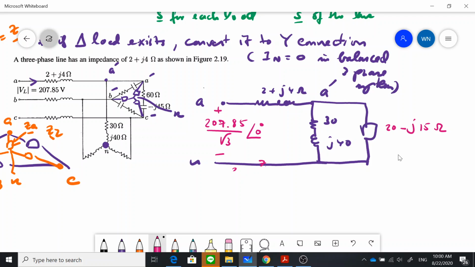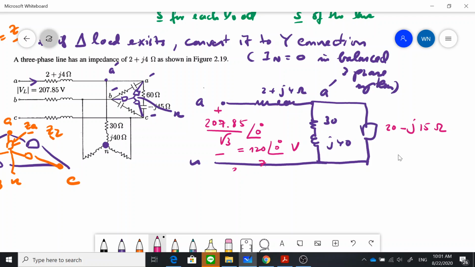All right, and the other phase angle will be with respect to this voltage here at this point. Okay, now it is clear, hopefully, right? So 207.85, if you use your calculator, you would get 120 with an angle of 0, and the voltage here is in volts, right?